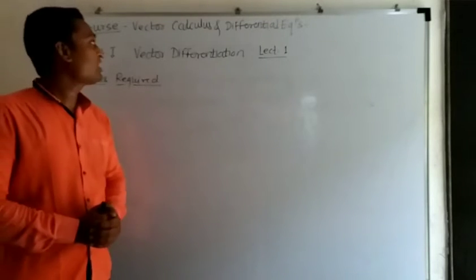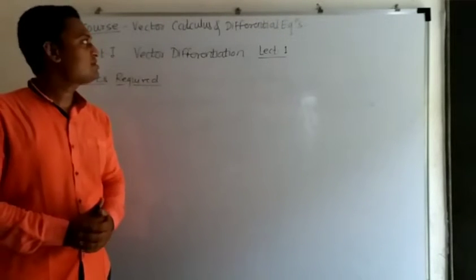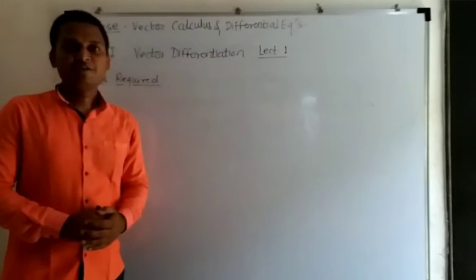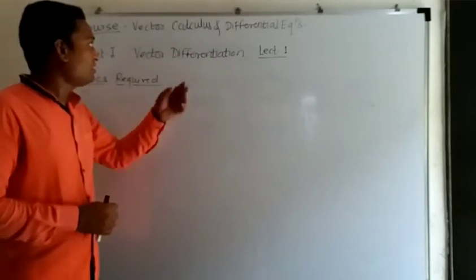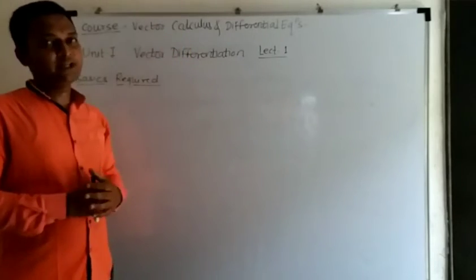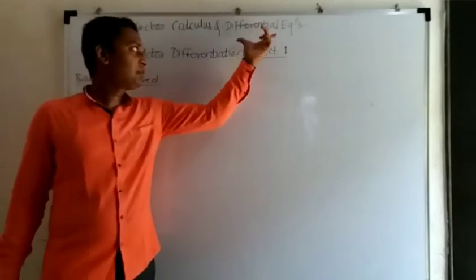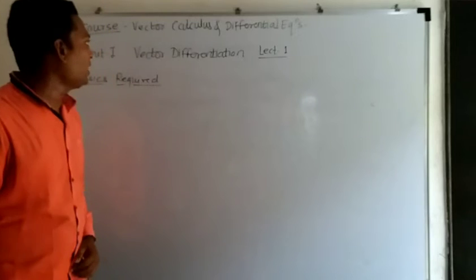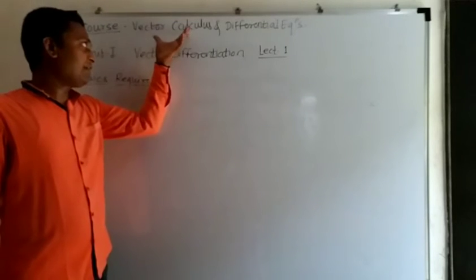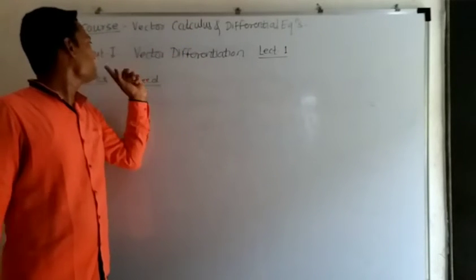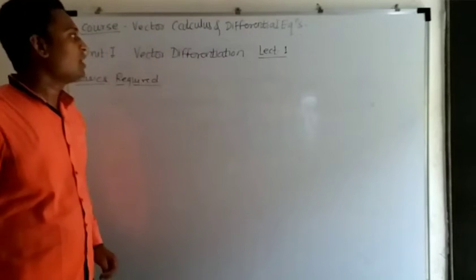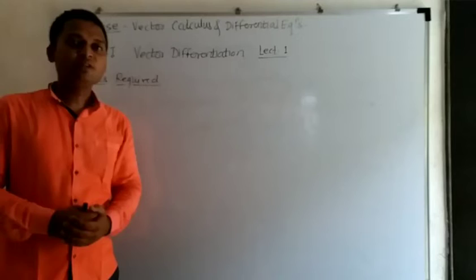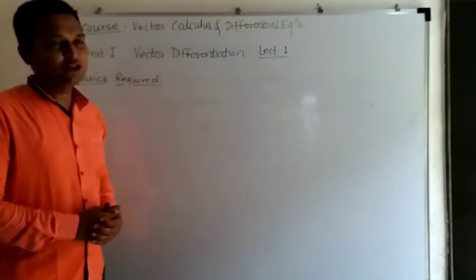In this course there are two sections, one is Vector Calculus and the second is Differential Equations. Total number of units in this course are 6. The first 2 units cover Vector Calculus and the last 4 units cover the Differential Equations part. So in Vector Calculus there are 2 units, first is unit number 1 Vector Differentiation and unit number 2 Vector Integrations. Means we are going to deal with vectors in the beginning 2 units.